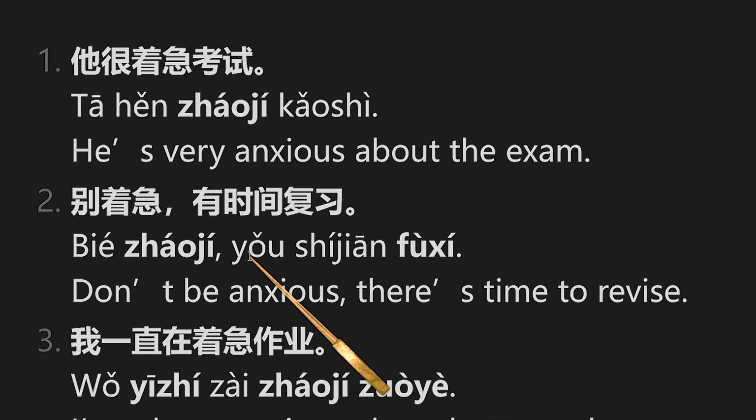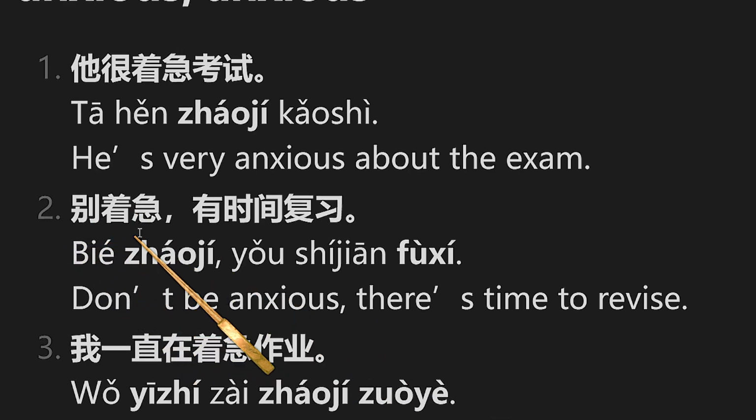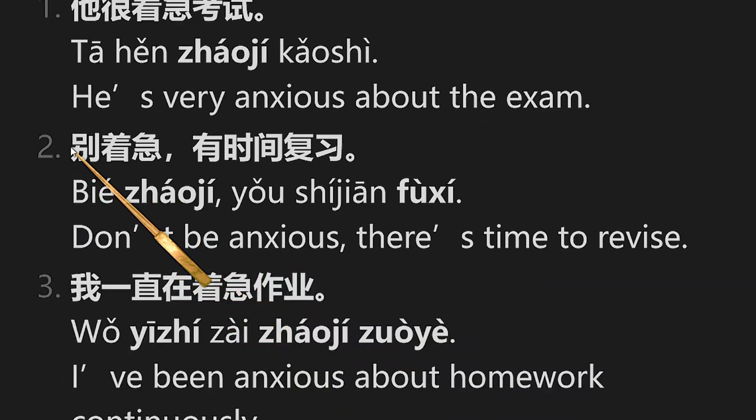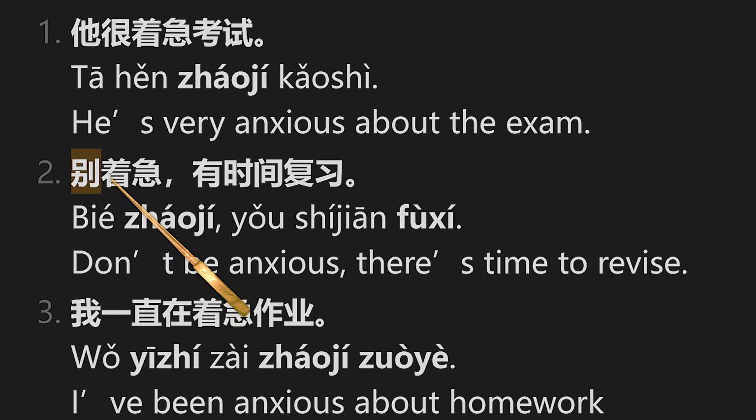Next one, don't be anxious. There is time to revise. 别着急. As you remember, 别 it's when you say don't do something. Not for myself, or also could be for myself, 别看它, but it's very strange to say for yourself. I think second view. 别着急 don't be anxious. So here is a verb.